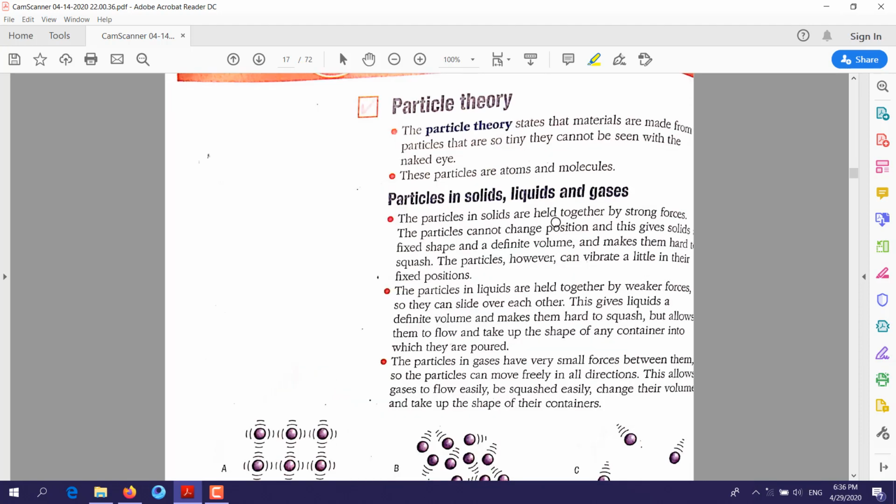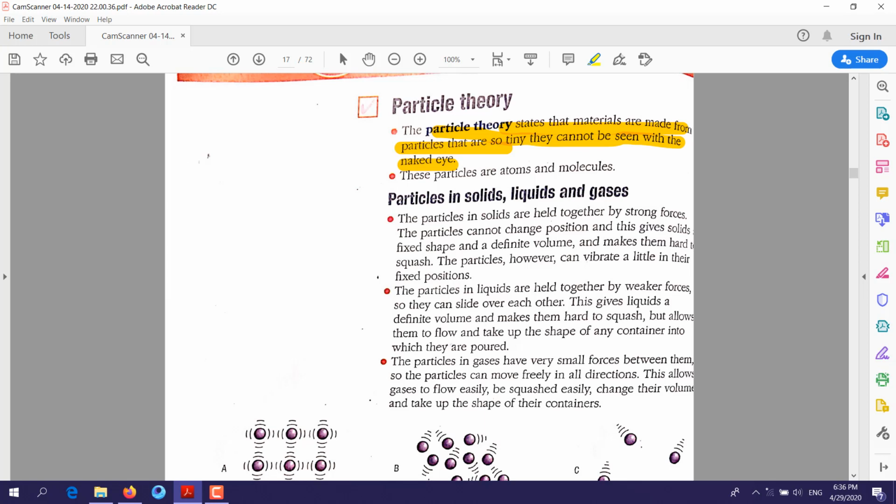Particle theory. The particle theory states that all materials are made up of particles that are so tiny they cannot be seen with the naked eye. Now, particles in solids, liquids, and gases. As you know, all the materials that we have are in these three states of matter. So they are either solid, liquid, or gas.